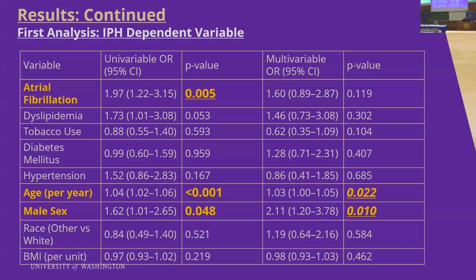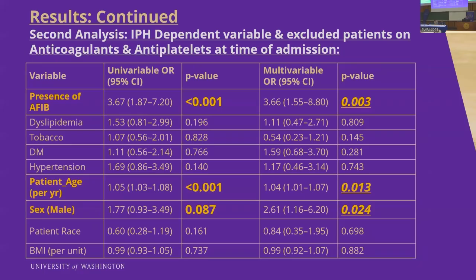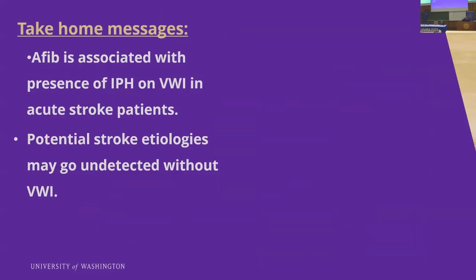We didn't stop there. We did another analysis with IPH as the dependent variable, and we excluded patients on anticoagulants and antiplatelets at time of admission. We found a significant correlation with the presence of AFib on univariable and multivariable regression analysis, along with patient age and male sex. Based on our data, I think we answered the question: atrial fibrillation and intraplaque hemorrhage coexist. What the link between them is remains a future direction. We are still investigating this.